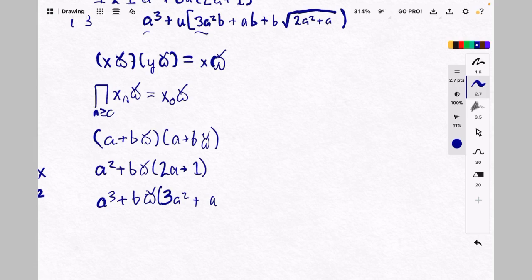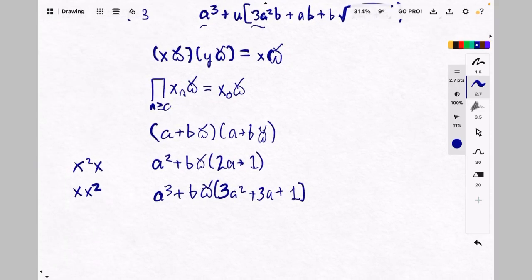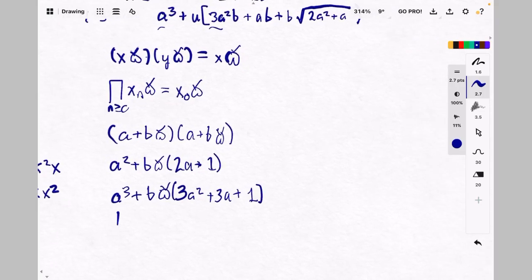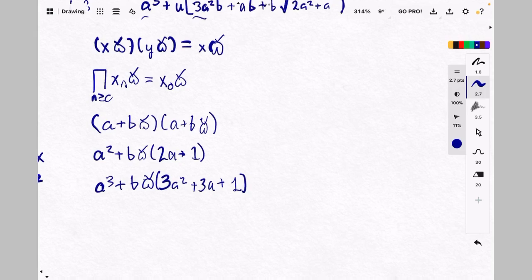This 2a plus 1 would just be added on to this: 3a plus 1. And I started seeing what I wanted. We have a 1, 3, 3, 3, 3, 1. Now, if we continue this pattern on and on and on, we will eventually find a general power formula for this.